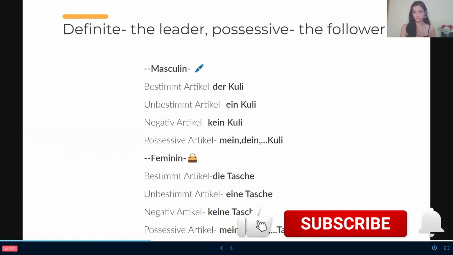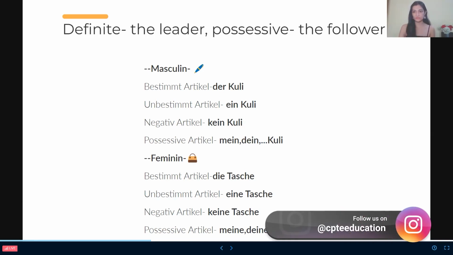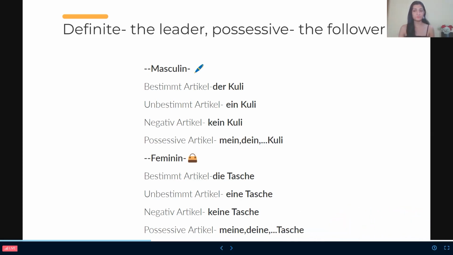So now moving forward, you already know about this. Definite the leader, possessive follower. People, as I have already told you, I hope you remember. Definite article, which is bestimmt article, the ones like der, die, das. Whatever ending will be of the definite, the same ending will be of the possessive as well. Like, as I told you, in the feminine, it is die, and in the plural, it is die. So in possessive also, the E ending will be there in the basic possessive article. For example, meine, the E will be there if it is feminine. And in plural as well, in meine, the E will be there if there is the plural.